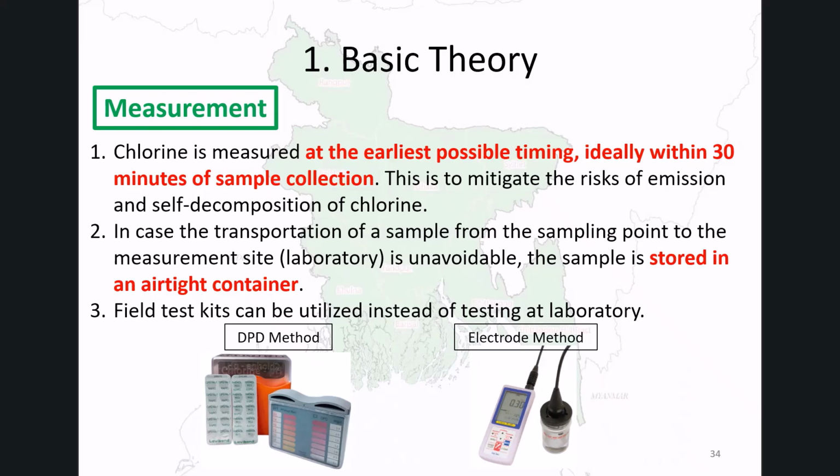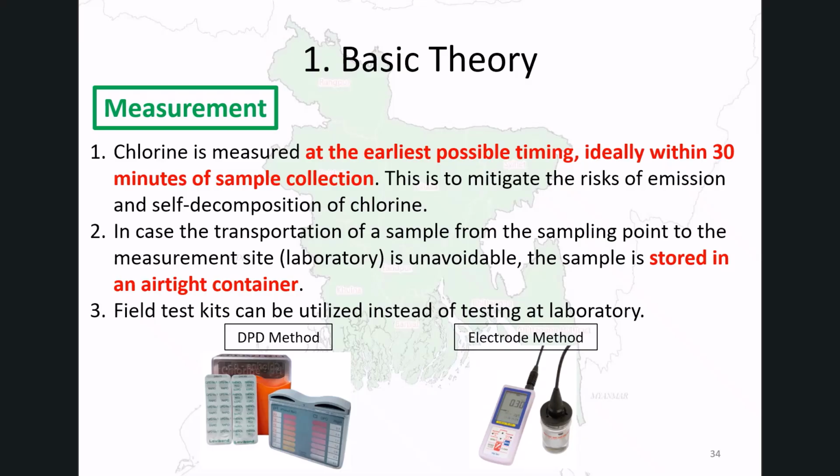Here you see the chlorine measurement methods. Chlorine measurement must be done as quickly as possible after sampling. Ideally, it should be measured within 30 minutes. This is because chlorine easily evaporates and decomposes, which leads to inaccurate results if testing is delayed. If it is not possible to measure at the sampling point, the sample should be stored in an airtight container to minimize chlorine loss during transport to the laboratory.